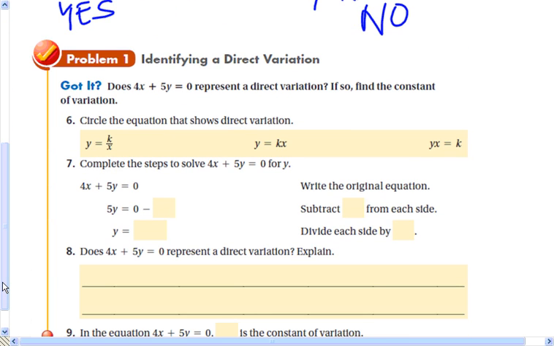All right, go ahead and pause and see if you can do the next problem. Check back for the answer.